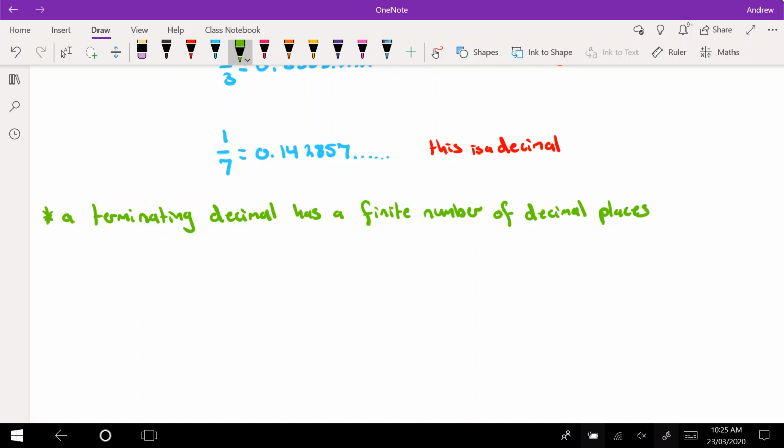So there's a certain number, it is definite, it is finite. For example, 0.625, that is a terminating decimal. 0.4, that is a terminating decimal because there is a finite number of spaces. There is only a certain number of spaces. It stops.